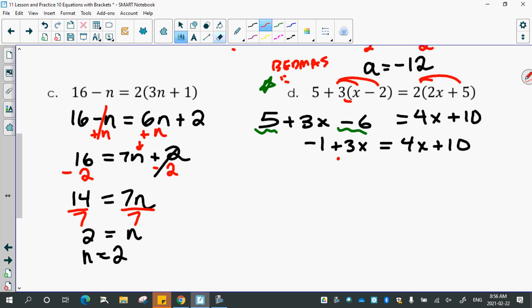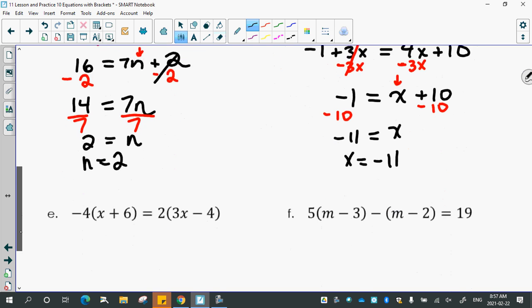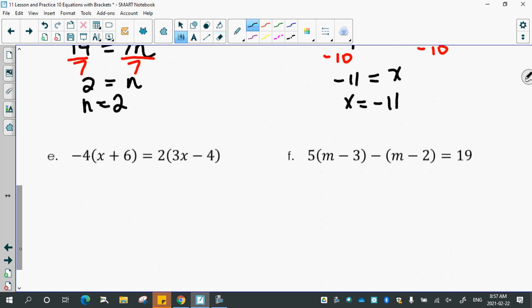So I'm going to choose to subtract 3x. Okay. 4x minus 3x is 1x, or I can just write that as x. And then I want to get x by itself. So I want to undo the add 10 by subtracting 10. And I'll end up getting x equal to -1 minus 10, -11. Yes. All right. Try E on your own.